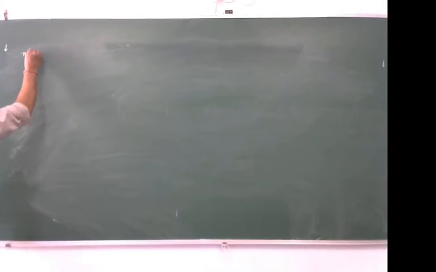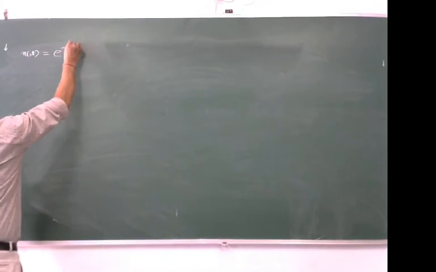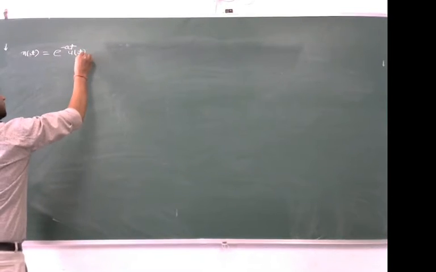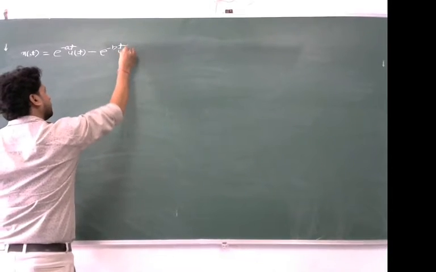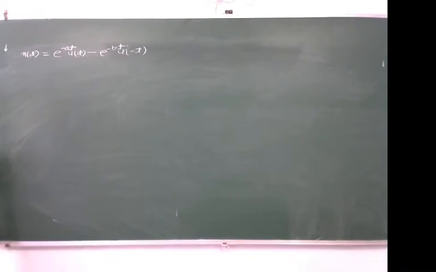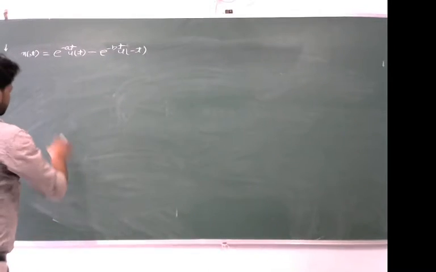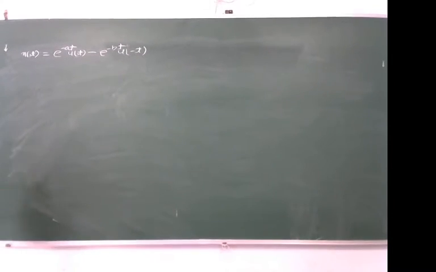In the next example, x(t) is given as e power minus at u(t) minus e power minus bt u(minus t). We have to get the Laplace transform for this given function. We can find the Laplace transform of this function very easily, but the region of convergence is important. To get the region of convergence of the given function, we have to write some steps.